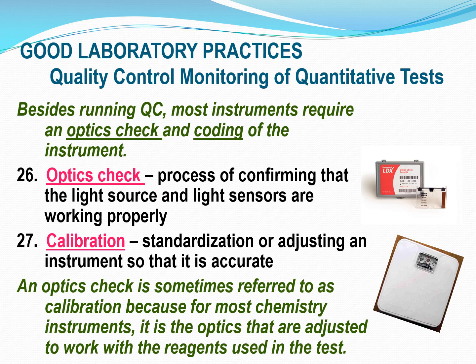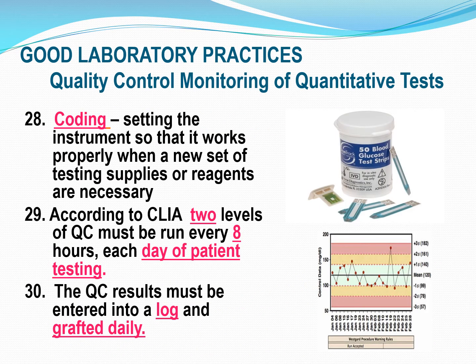A lot of our instruments have a little more process for calibration. That gives you an idea of what I'm talking about. An optic check is sometimes referred to as calibration, because in most chemistry instruments, it's the optics that are adjusted to work with the reagent used in the test. So you can hear that overused just because a light source beaming through a specimen is what's used a lot in chemistry analyzers. So coding, and you'll see this a lot when you're using glucose monitors.